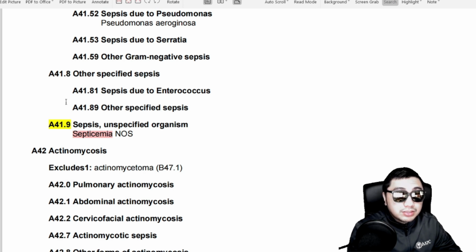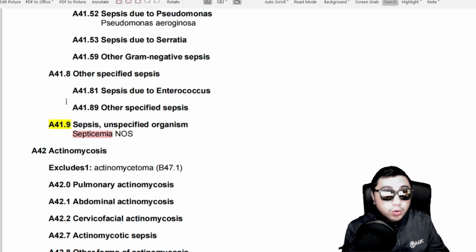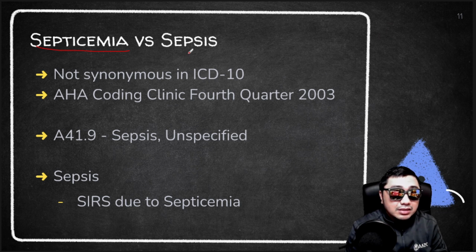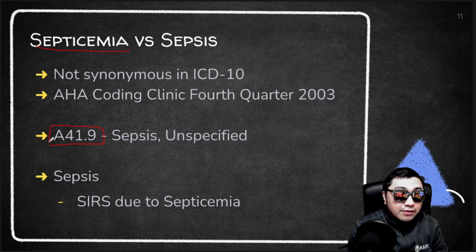If it's only mentioned the term septicemia, code your A41.9. Okay? So that's going to be it. Septicemia versus sepsis. But again, if your sepsis is undefined or unspecified, the causal organism is not mentioned, you will be coding your A41.9 as well, although they're not the same when it comes to the term itself.